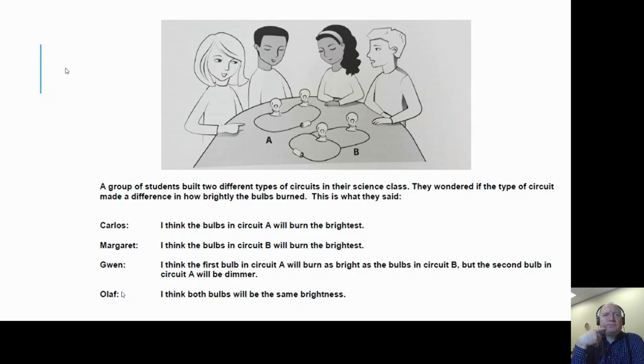And so in order to answer this question, because it says which student do you agree with and why, you need to first examine which type of circuit each one is. And when we look at this, A is a series circuit. They're all on the same path. And so what that means is if I disconnect this wire from the battery, both light bulbs will go out.